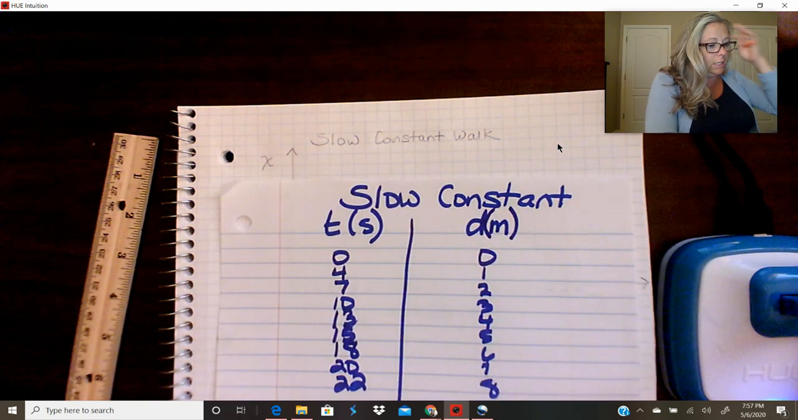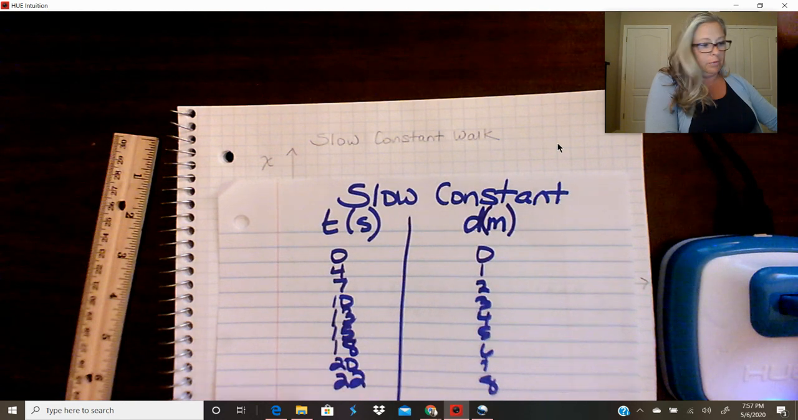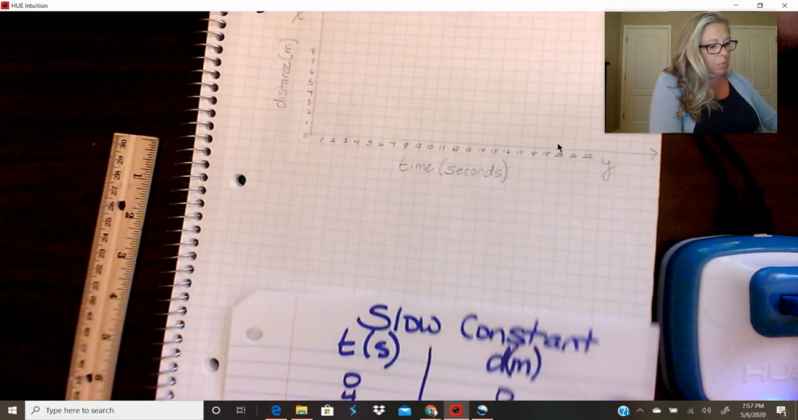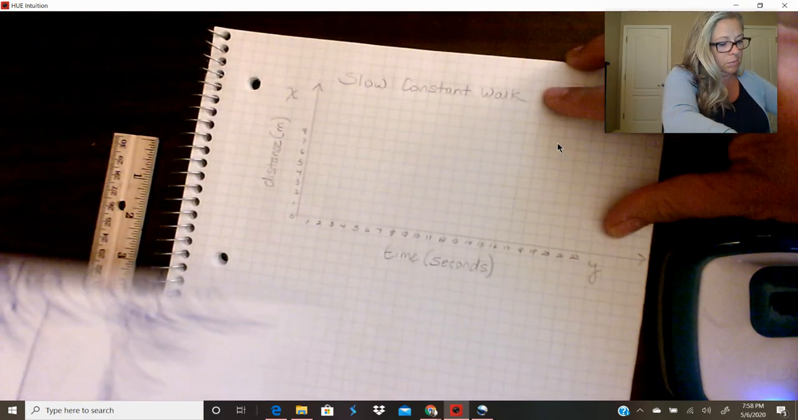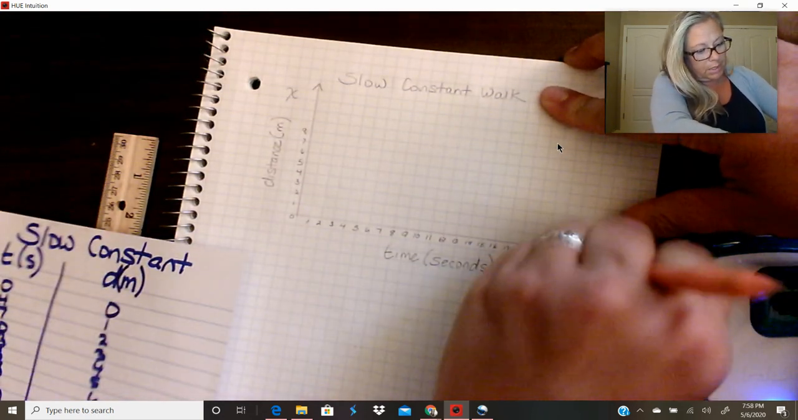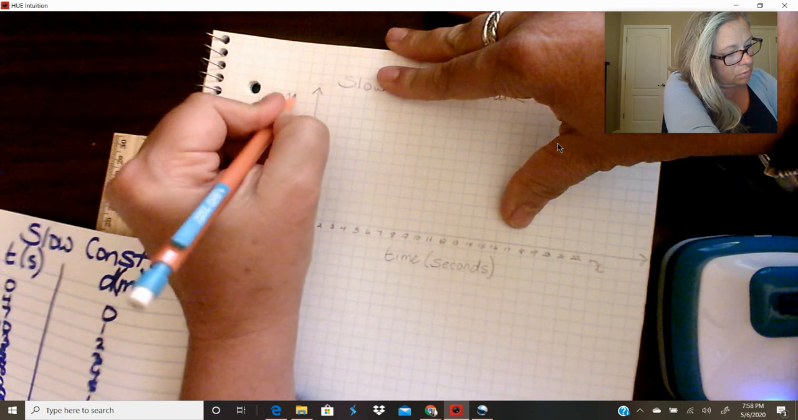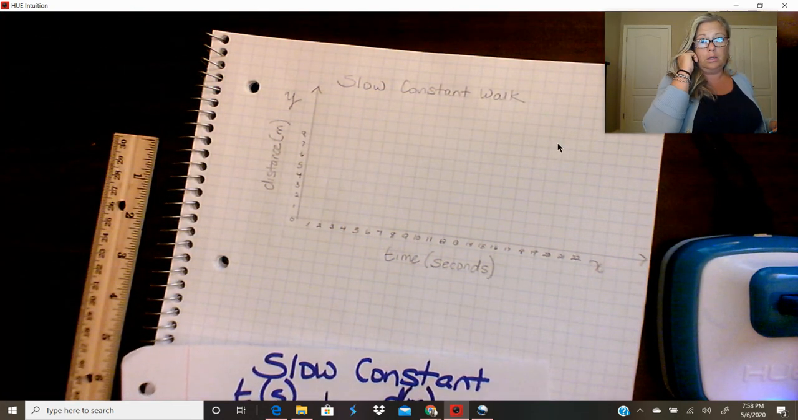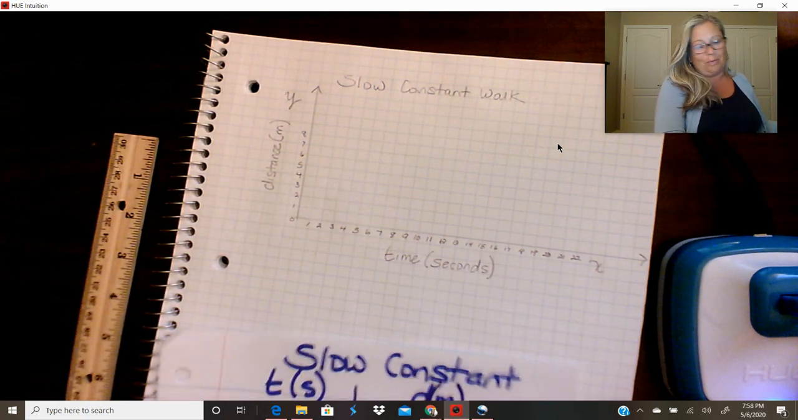Now, I made the data table with the time first because, as I said before, the time is always going to be what's graphed on your x. Oh, I made my axes wrong, babies. I just realized I made my y-axis here and my x-axis here, and that is not correct. So note, I'm fixing that right now. Sorry, right? Yes, this is always the y-axis and the x-axis is always on the bottom for time.